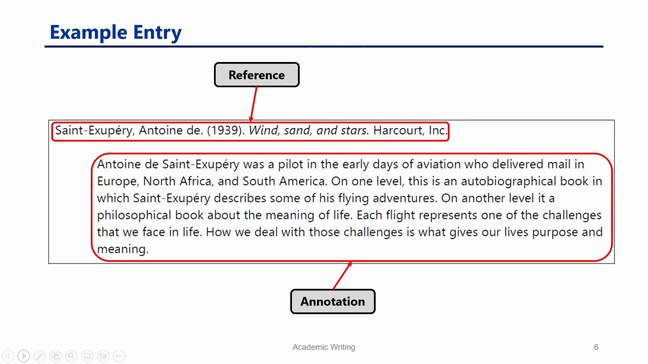So here's an entry out of an annotated bibliography. At the top is a reference written in APA format, and that should be familiar to you because you wrote references when you did your bibliography in the previous unit. Below that is a short paragraph, which is the annotation, a summary of what that source was about.